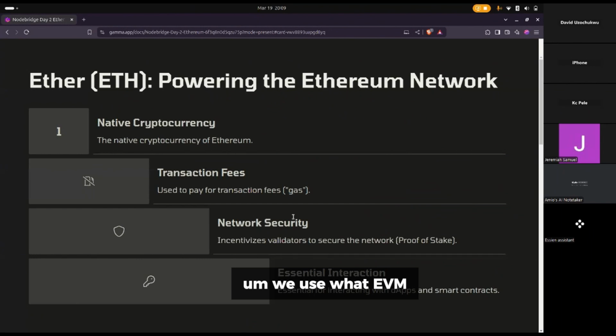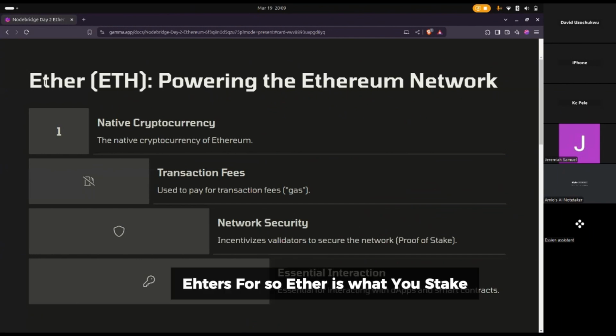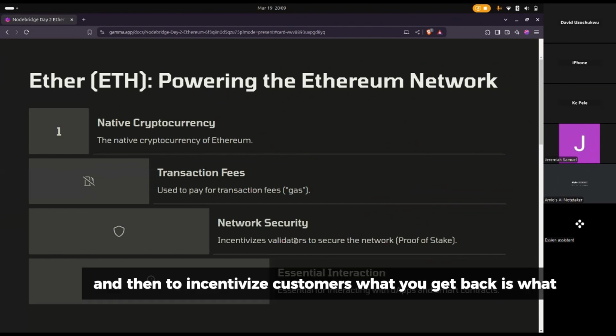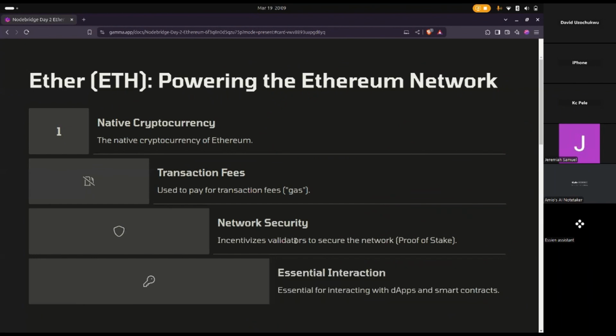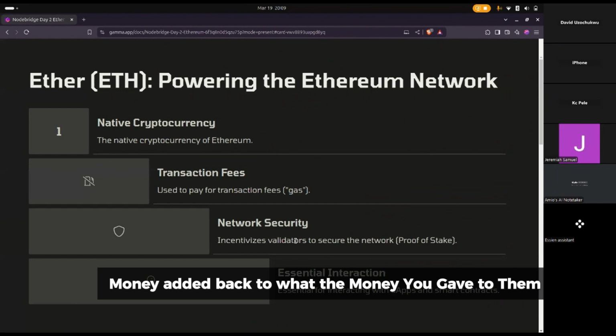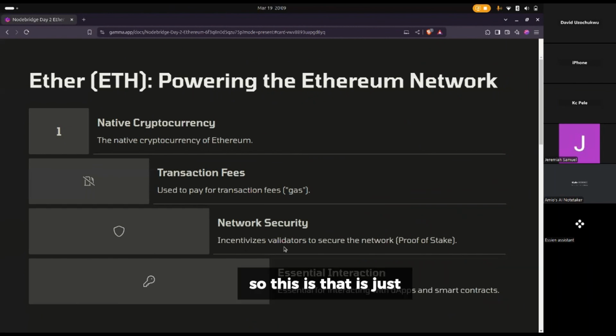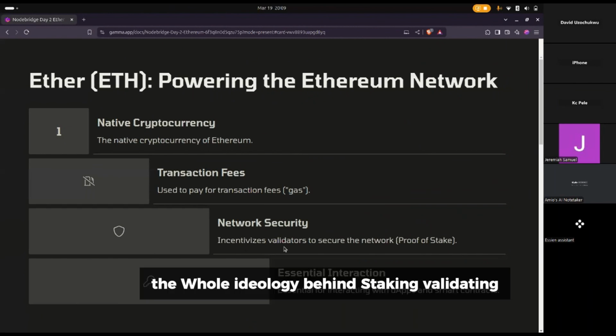So that is what we use ETH for. ETH is what you stake, just like the money you staked in ShopRite. And then to incentivize, what you get back is what? Money added back to the money you gave to them. So that is the incentive that validators get. That is just the whole ideology behind staking and validating.